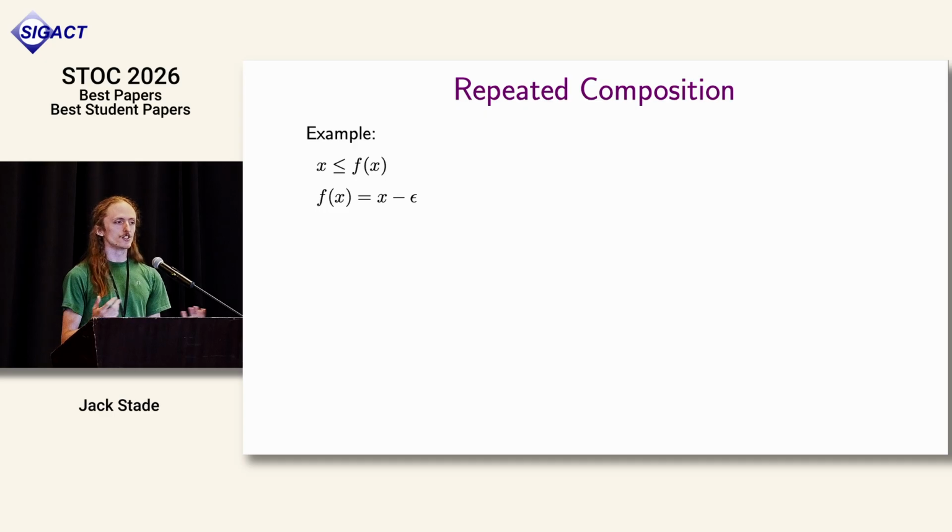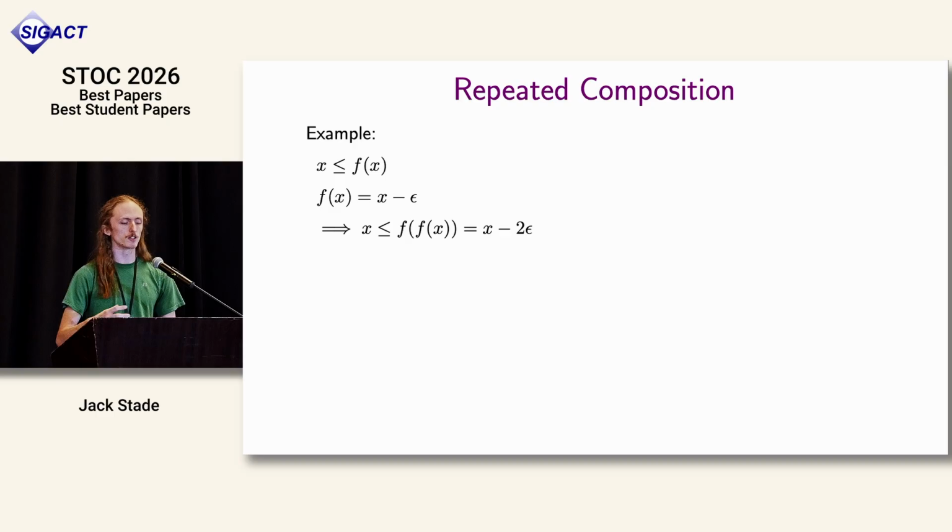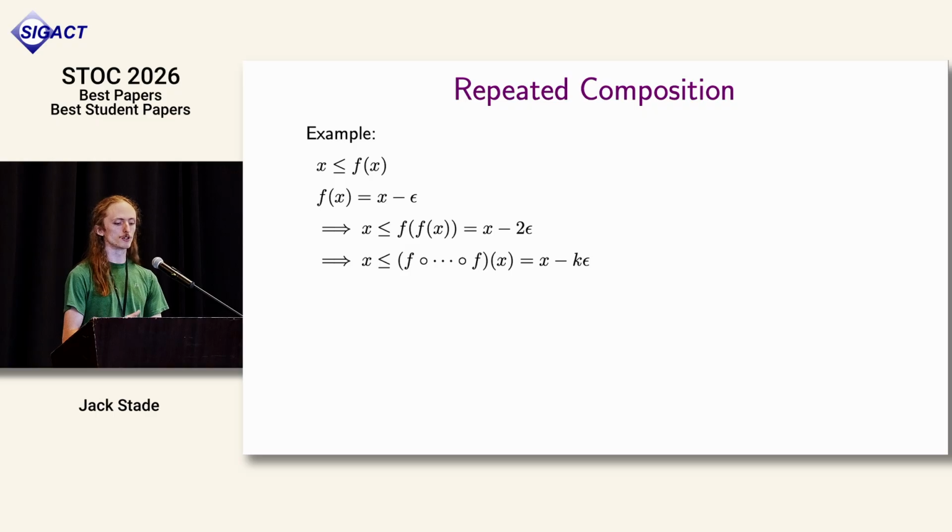I mean, this is obviously unsatisfiable, but the composition operation, this sort of constraint propagation, is not very good at detecting this. All I can do is repeatedly compose this function f with itself many times, and if I compose it with itself k times, then I'll get this constraint like x is less than or equal to x minus k times epsilon.